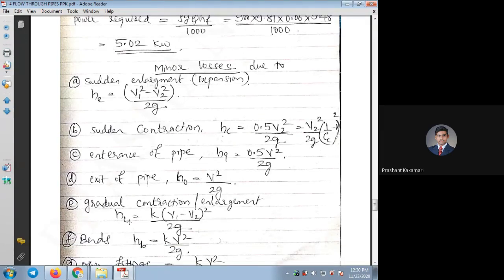The next is exit of the pipe. So at the exit of the pipe, what is happening? The flow is coming and freely going outside. Just the water is falling from the pipe outlet. In such conditions, if you want to find the losses at the outlet of the pipe, you consider it as H0, and the velocity of the flow inside the pipe is taken here, that is V square by 2G.